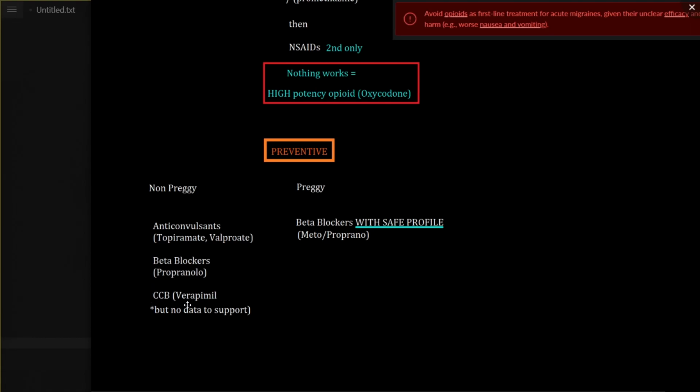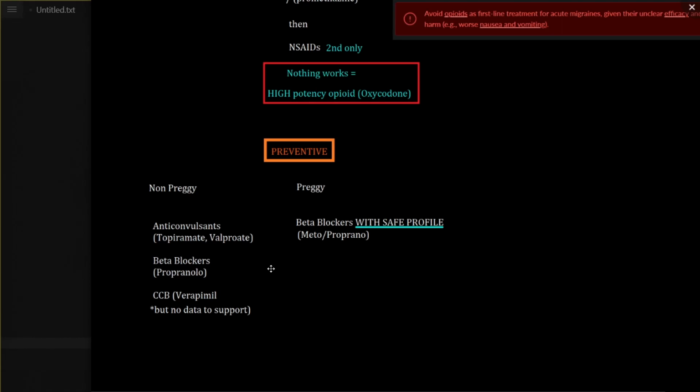Calcium channel blockers such as verapamil are theoretically also capable of being used, but there were no data, at least until recently, to support their usage as preventive measures. So this is for non-pregnant patients. In non-pregnant patients, you are going to use either an anticonvulsant or a beta blocker.